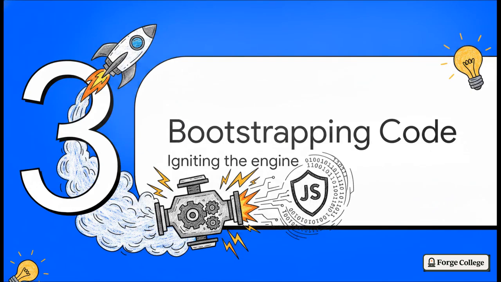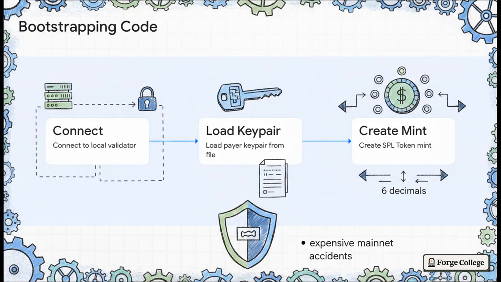All right, Section 3, bootstrapping the code. Let's ignite the engine. To lay down our foundation, the very first step in our script is explicitly targeting the local validator URL at 127.0.0.1. Again, this prevents those extremely expensive mainnet accidents. Then we load up that local key pair we just talked about.